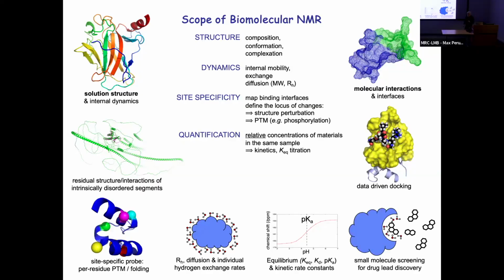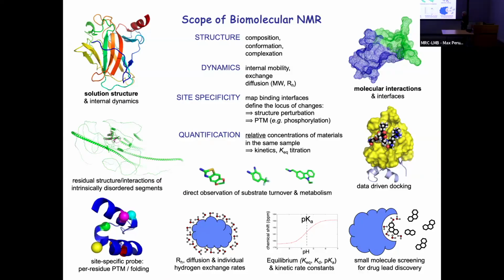NMR is used ubiquitously throughout the pharmaceutical industry as one of the key techniques for identifying ligand binding. So in lead compound generation in the pharma pipeline, NMR has played a major role for nearly all of the major pharmaceutical companies at some point, and it's still one of the techniques of preference for working out ligand binding.